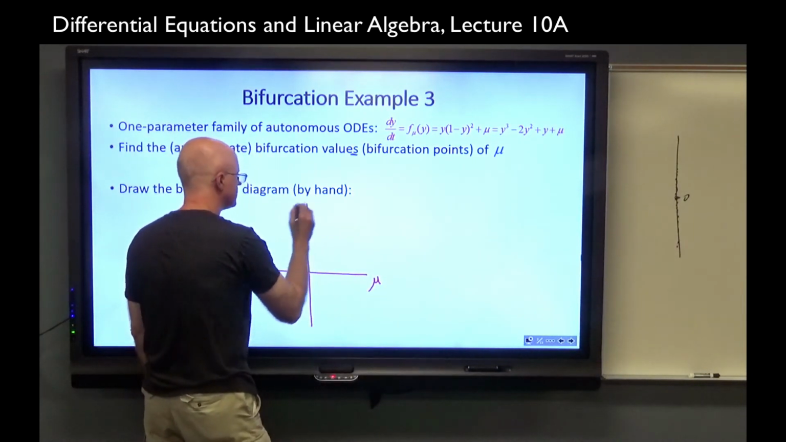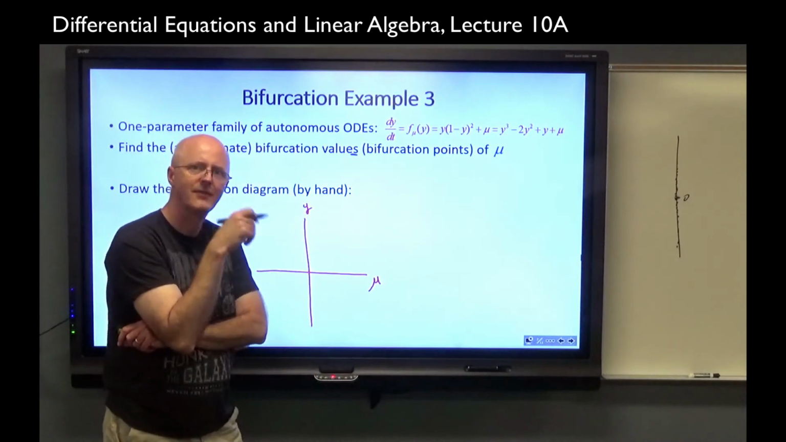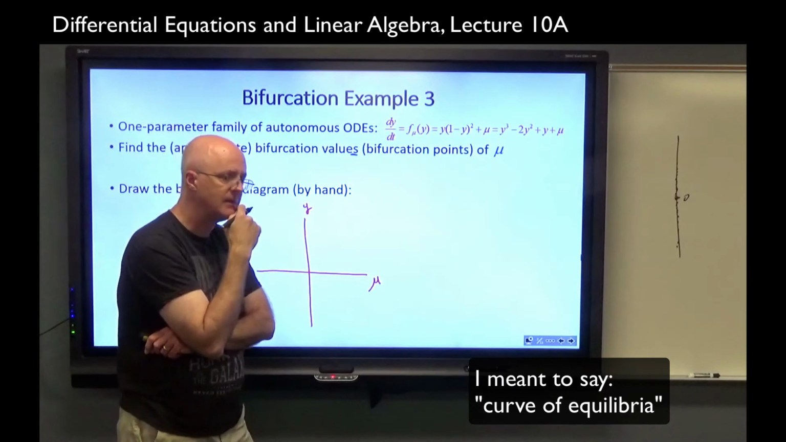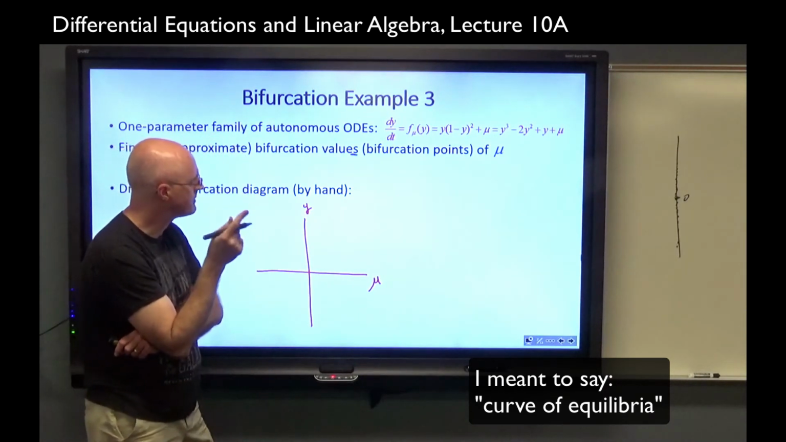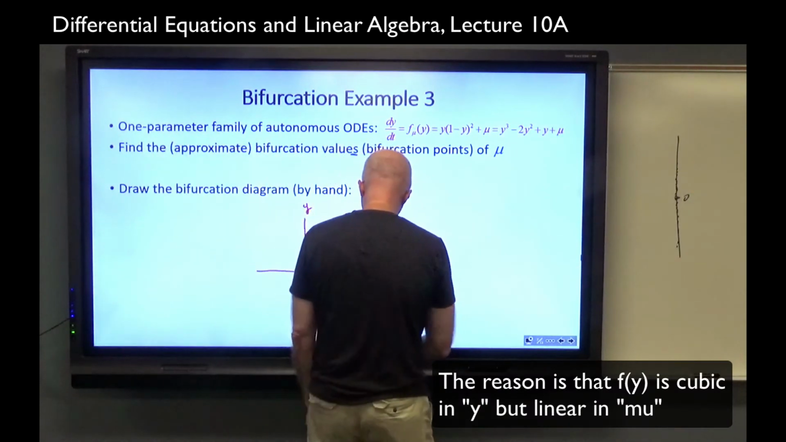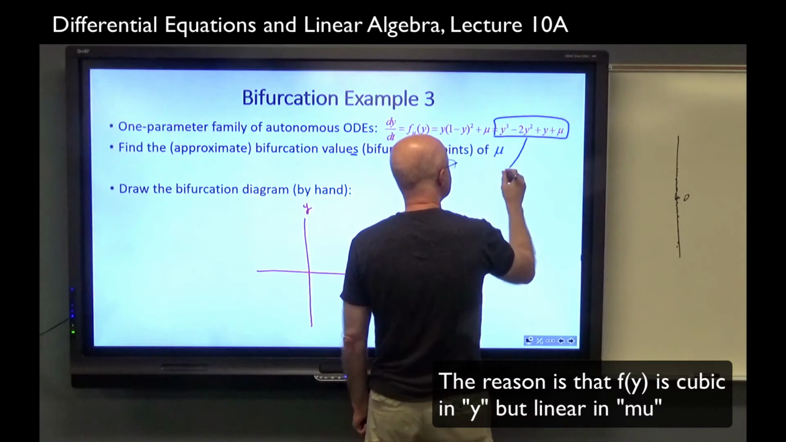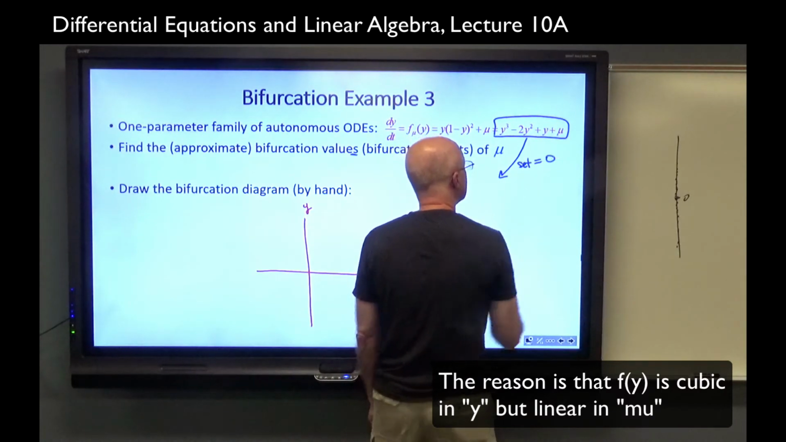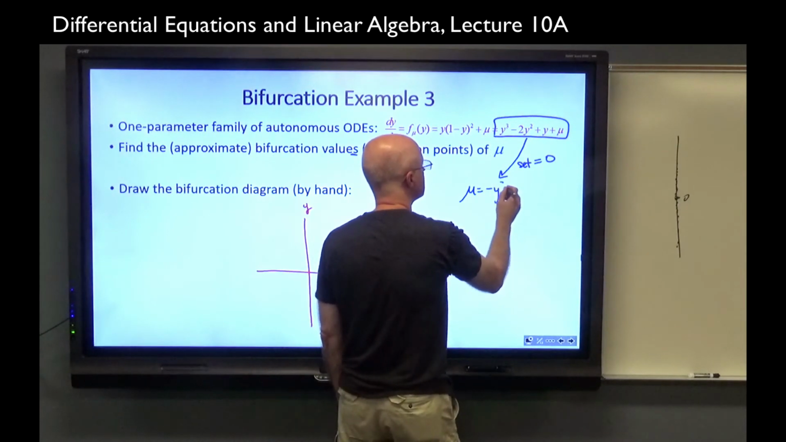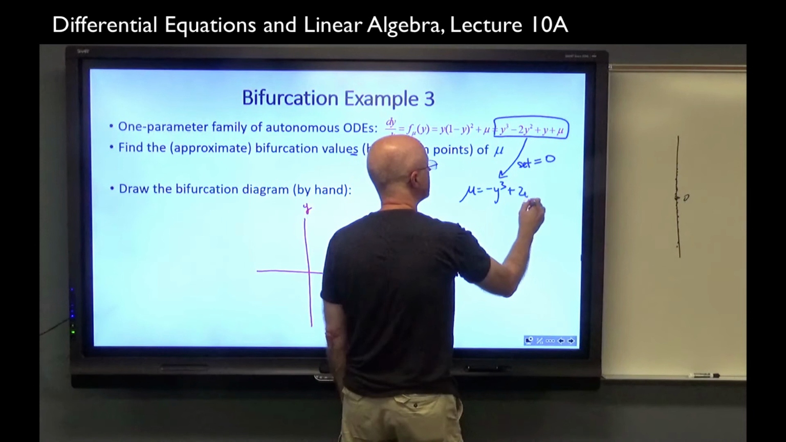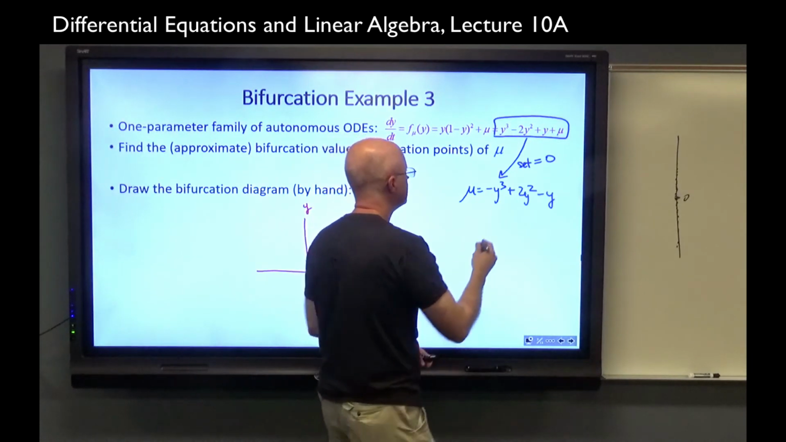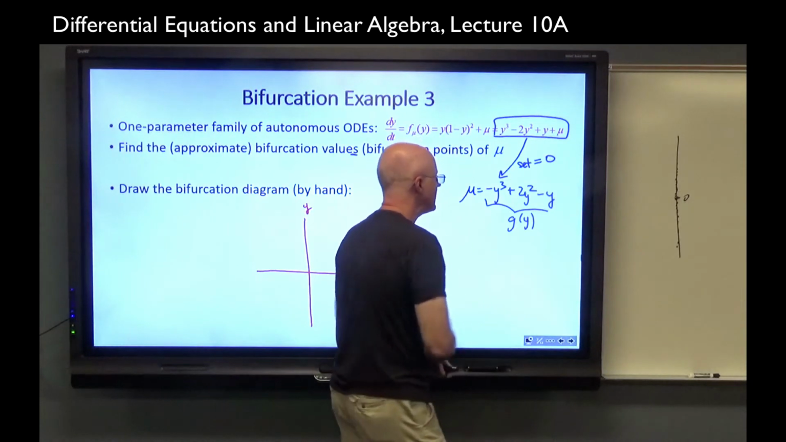So again, mu is horizontal, y is vertical. To find the bifurcation curve with the quadratic examples, I solve for y as a function of mu. To solve for the, I meant to say equilibrium curve of equilibria. To solve for the curve of equilibria in this situation, it's actually better to solve for mu as a function of y. Take this thing, set it equal to 0, and solve for mu in terms of y. I get to subtract y cubed from both sides after setting equal to 0, add 2y squared, and subtract y. What is this function? Is it f? No, it's not f. I'd have to give this function a name, perhaps. G of y. That's a cubic function of y.